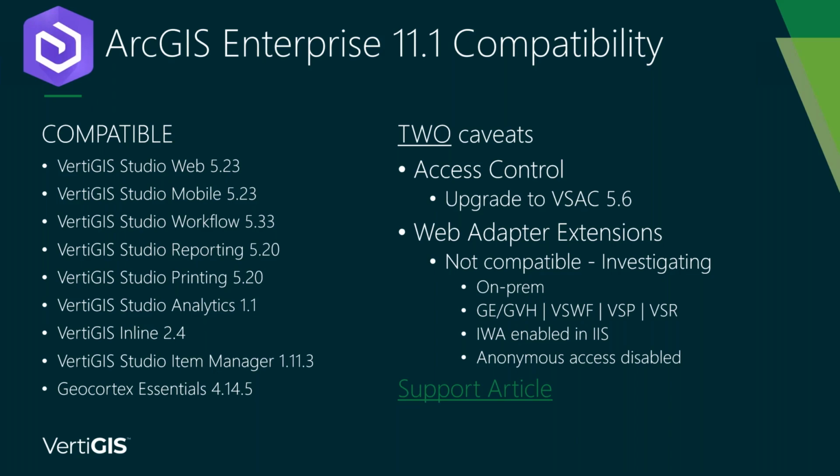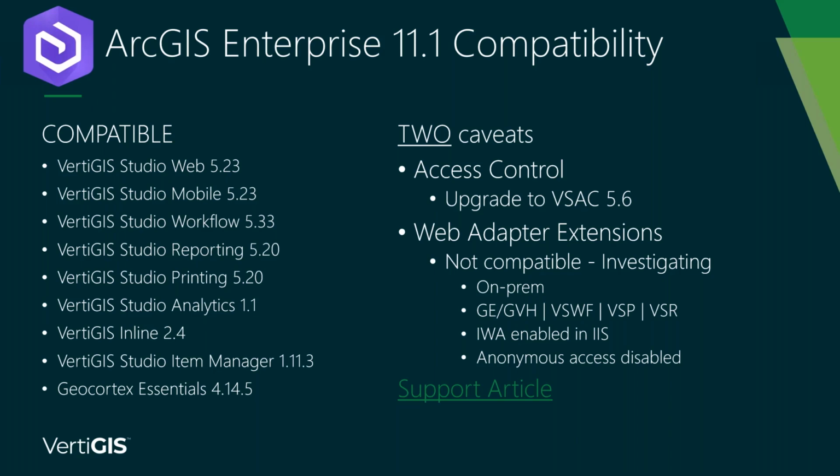This doesn't happen very often, but it does happen. It's why we test stuff for you. The first is around access control. When we did our testing, there was no version of access control that was compatible with ArcGIS Enterprise 11.1. They made some changes that broke some things.